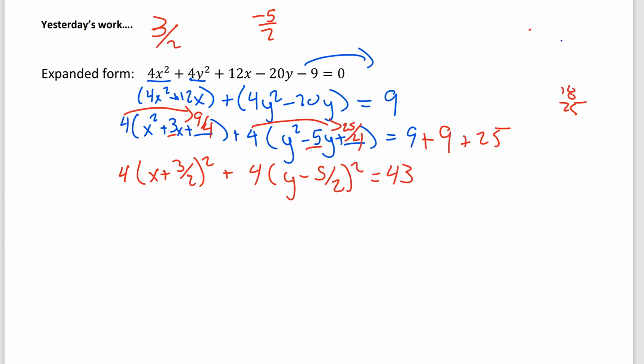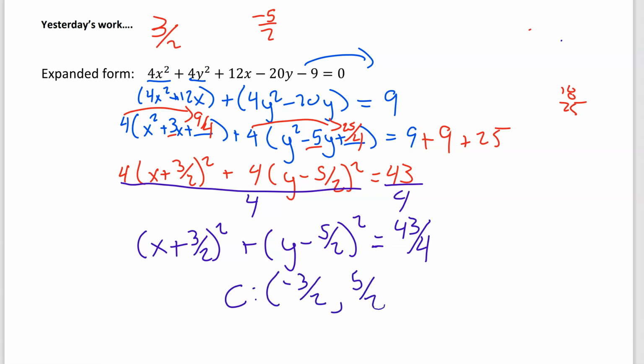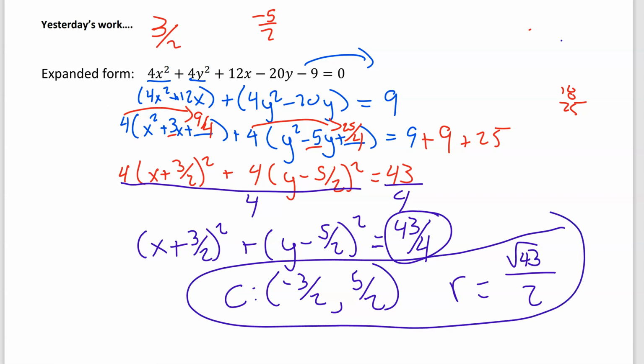Okay, so now what we'll do is we'll divide both sides by 4 to get rid of those 4's, and we will have it in the right format. The center of the circle is at -3 halves, comma 5 halves. And the radius, well, it's the square root of this. So it'd be the square root of 43 over the square root of 4, which is 2. And that's kind of what you had done yesterday.